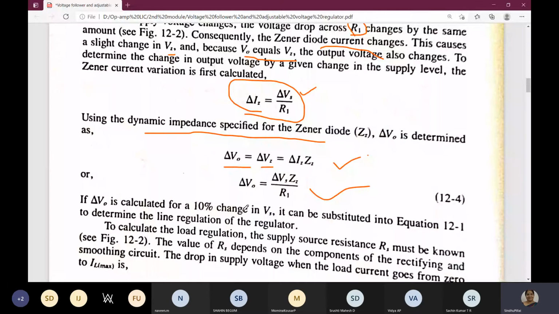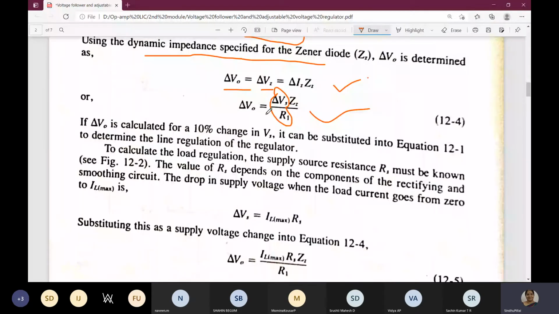So just to substitute, delta V0 is equal to delta Vs into Zz divided by R1. I've just substituted the delta Iz. What is delta Iz? Delta Vs divided by R1. That value is substituted here. So we have found out delta V0. What is delta V0? That is the change in the output voltage when the supply voltage changes. This is the Zener impedance and R1 is the resistor. So by using this formula, we can find out the 10% change in Vs, that we had seen. That is the definition for line regulation, 10% change.